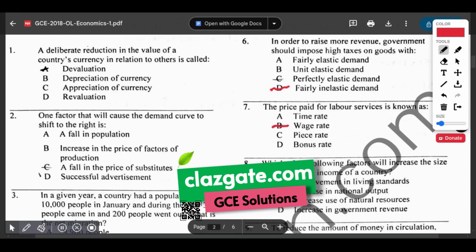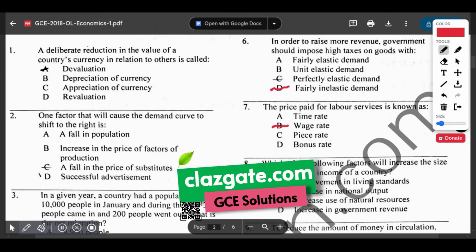And then question 8: which of the following factors will increase the size of the national income of a country? We have improvement in living standards, increase in national output, increase in the use of natural resources, increase in government revenue. What's the answer? What will improve the national income of a country?